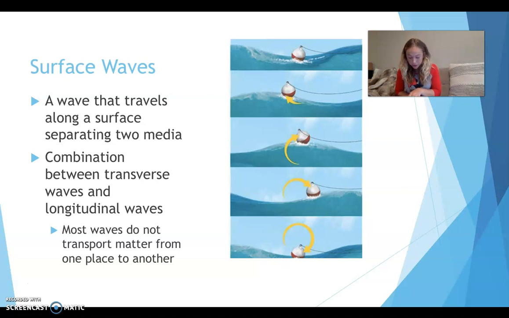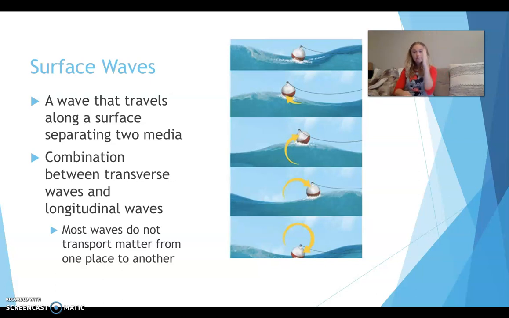So the floating fish bobber helps to visualize the motion of the medium as the wave carries energy from left to right. So surface waves are going to be a combination between transverse waves and longitudinal waves. When the crest passes, the bobber moves up. So when we have that point of the crest, the highest point of the wave, the bobber is going to move up. When the trough passes, the bobber is going to move down.